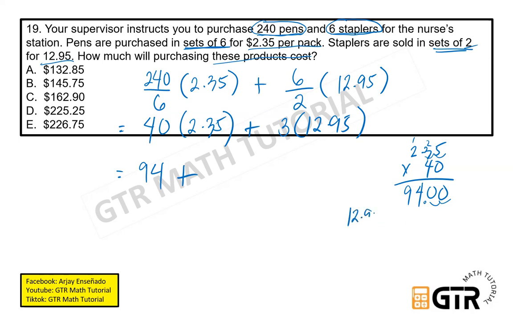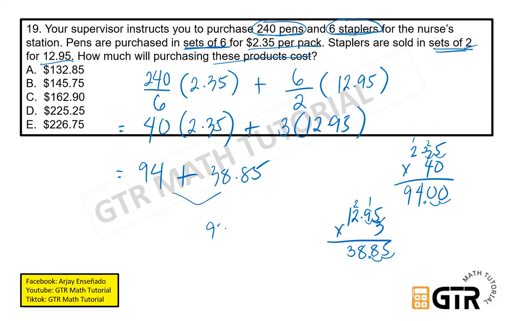So 12.95 times 3. So we have 5 times 3 is 15. 3 times 9 is 27 plus 1. We have 28. 3 times 2 is 6 plus 2. We have 8. 3 times 1 is 3. Count the number of decimal places. 1, 2. So bilang tayo dito. 1, 2. So we have 38.85. So i-add lang natin ito.